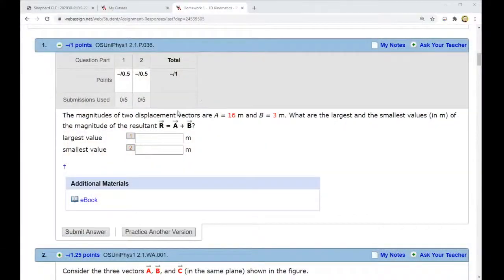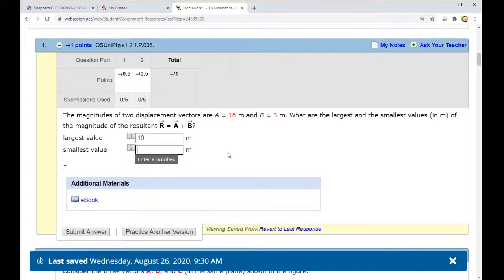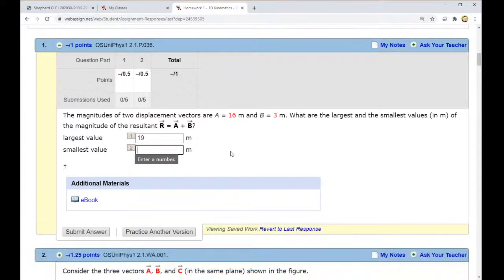So you can actually answer this first question now in the homework. If I have these two vectors A and B and I add them together, A is 16 and B is 3, what's the maximum or the largest value they could be? It'd be when they're parallel and the magnitudes add together to 19. What's the smallest value you could get for the magnitude of the resultant? It would be 16 minus 3, which would be 13.